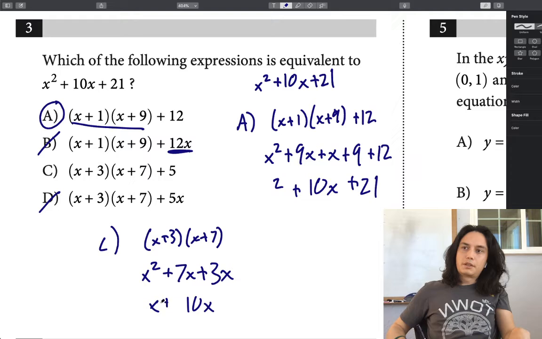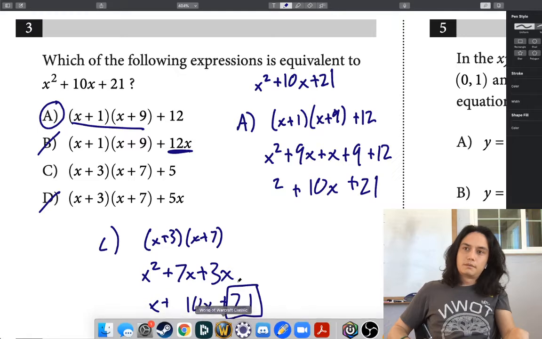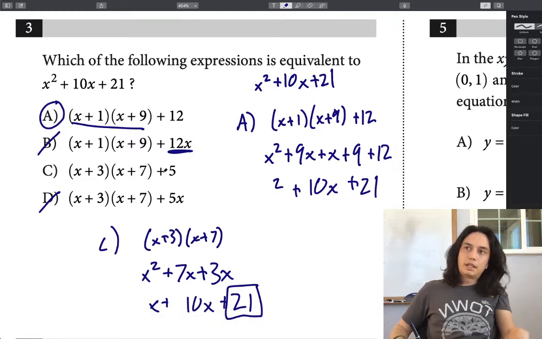All right, but then the question is, okay, so it's 3 times 7. This is 21. Oh, well, that is 21 already. So we don't need to add anything to it. So adding a 5, that's no good. We want 21. We have 21. This is great. All right, so screw that.